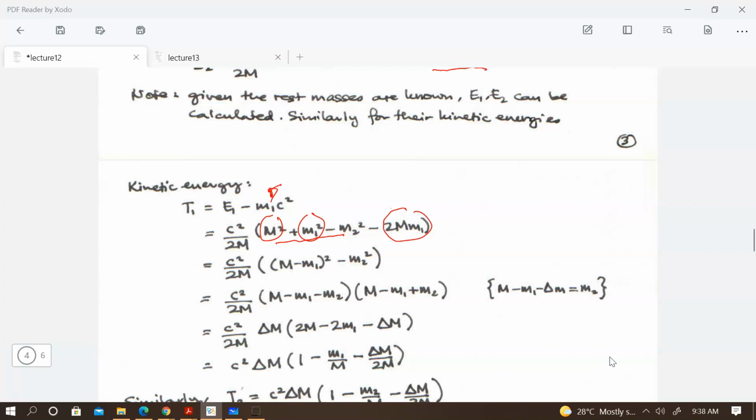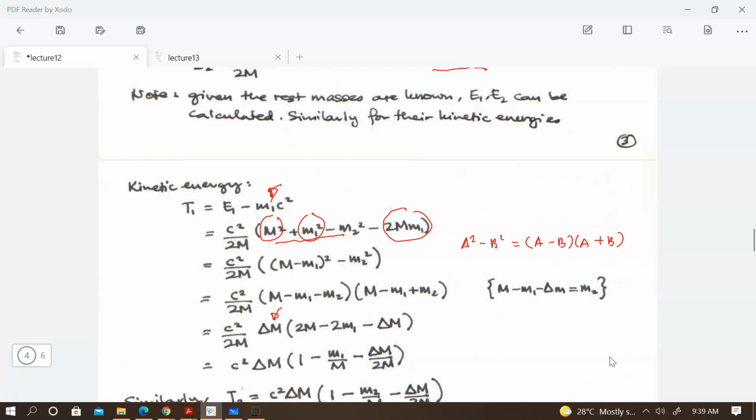But this is just the form of a squared minus b squared. So I can rewrite this as a minus b, a plus b. So I have M minus m1 minus m2, where your b is like your m2 here, and then M minus m1 plus m2. So over here we recognize this first factor. This is essentially what we call the mass defect earlier. So this is delta m.